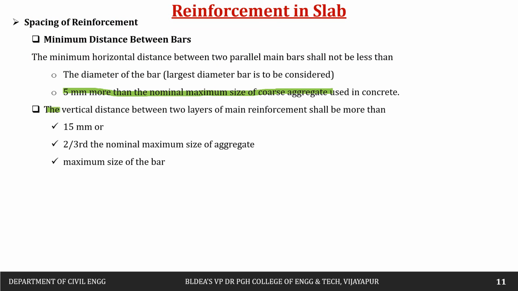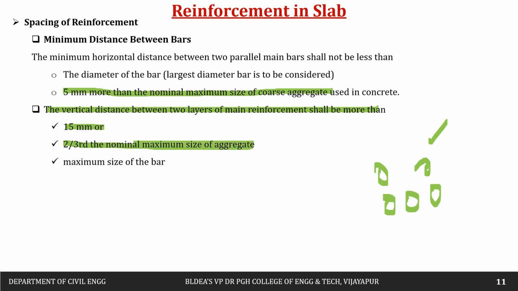Then next is the vertical distance between the two layers of the main reinforcement. So for example, if you have one layer of bars and you want to put another layer of bars, the minimum vertical distance between the two shall be not less than 50 mm, or two-third the nominal maximum size of the aggregate, or the maximum size of the bar.